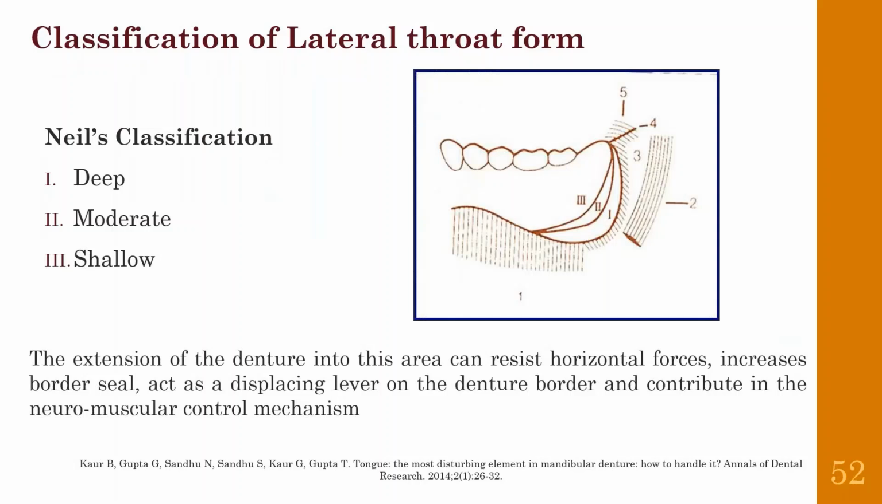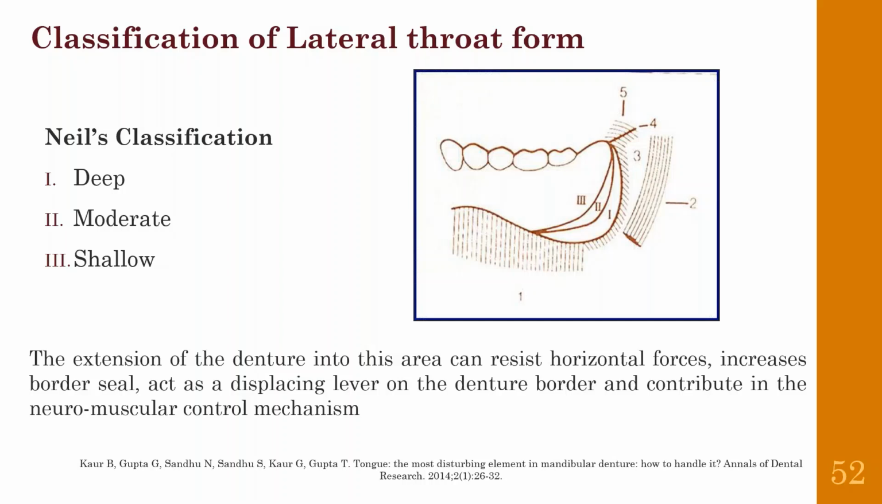Classification of lateral throat form given by Neil. Class 1 is deep, which means a long and wide flange is present. Class 2 is moderate, which means half of class 1 and 2 times that of class 3. And class 3 is shallow, which has minimum length and width and ends 2 to 3 mm below the mylohyoid ridge.